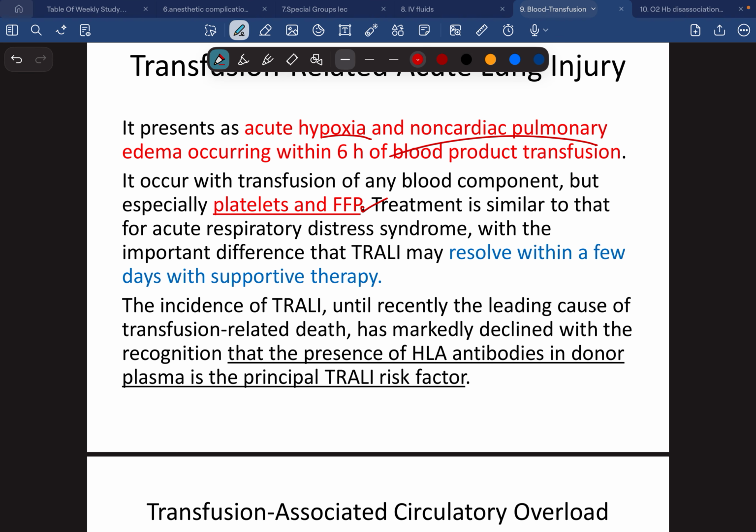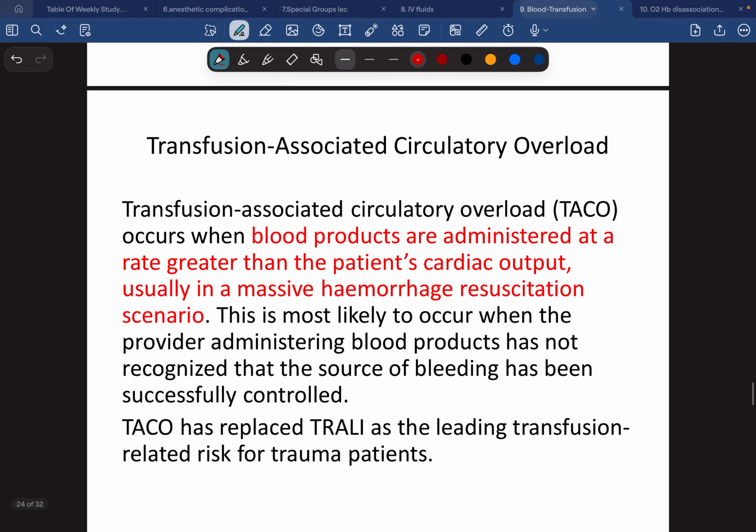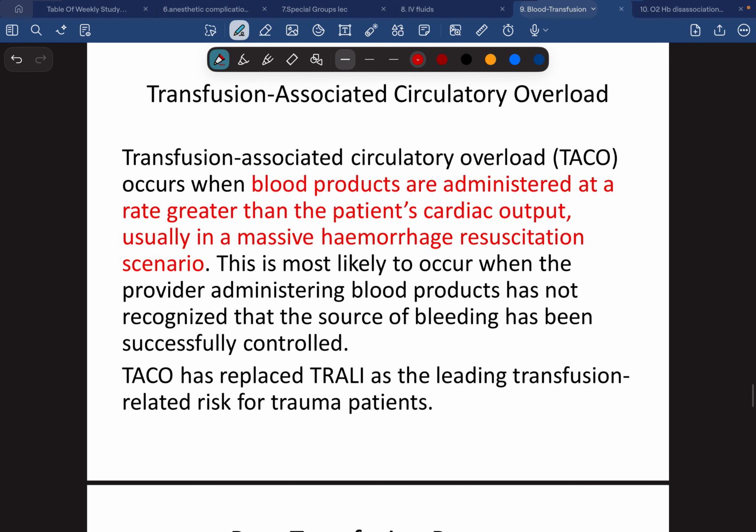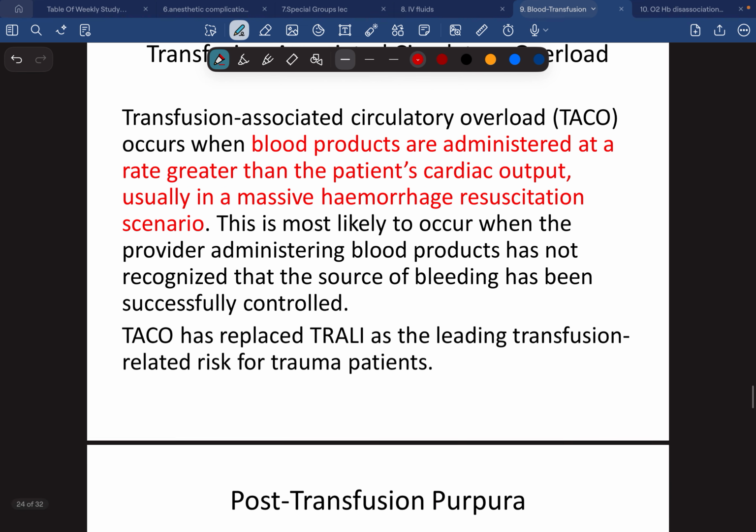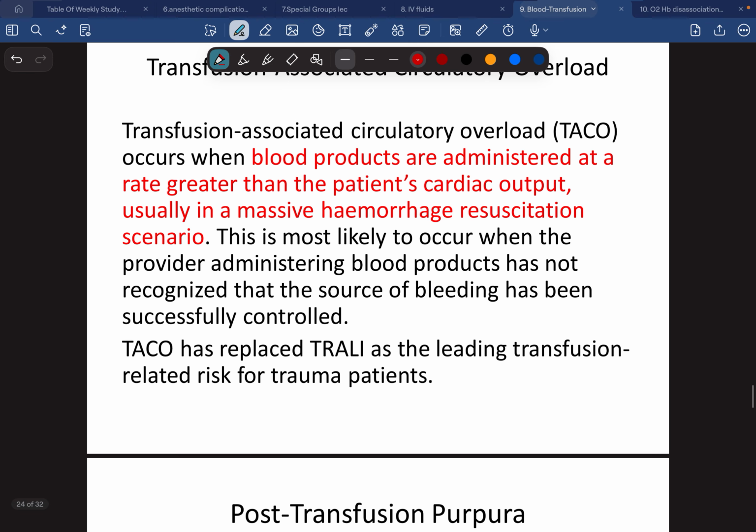Overload: blood products are administered at rates greater than the cardiac output. This usually happens in trauma resuscitation without considering whether the bleeding source has stopped or not. How to avoid that? One of the association's regulations is: don't give blood if you don't need it. Even if you bring 4 units of blood because you have a massive bleeding, give one by one and assess. Then you can decide if you need to give the other one or not. This is to avoid as many complications as possible.